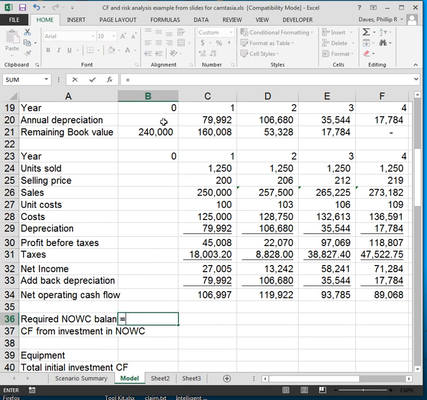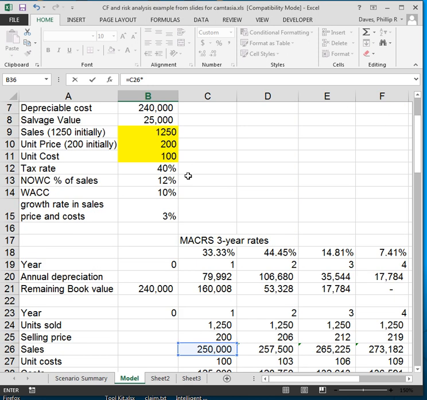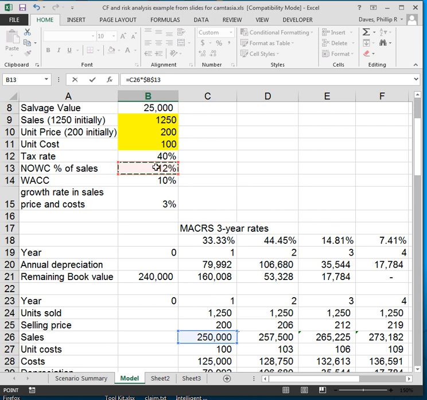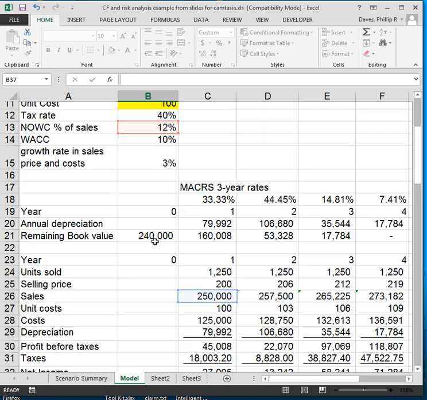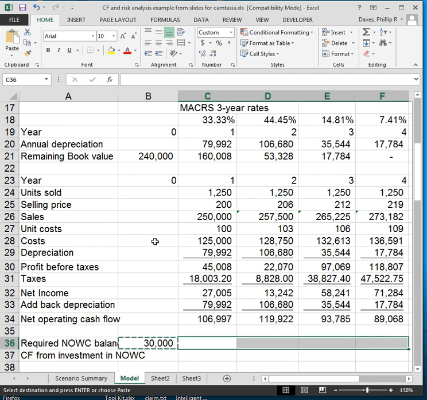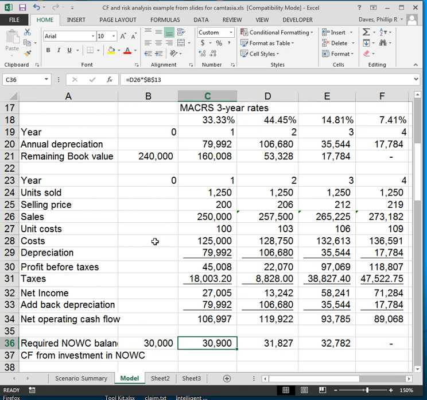You have to have at the beginning of the year 12% of sales. So we have next year's sales multiplied by our assumed 12%, which is right there in B13. So we need $30,000 on hand at the beginning of year 0. At the beginning of year 1, at the end of year 0, we need $30,900 on hand. At the beginning of year 3, at the end of year 2, etc. And at the end of year 4, we're going to be able to close out the project.